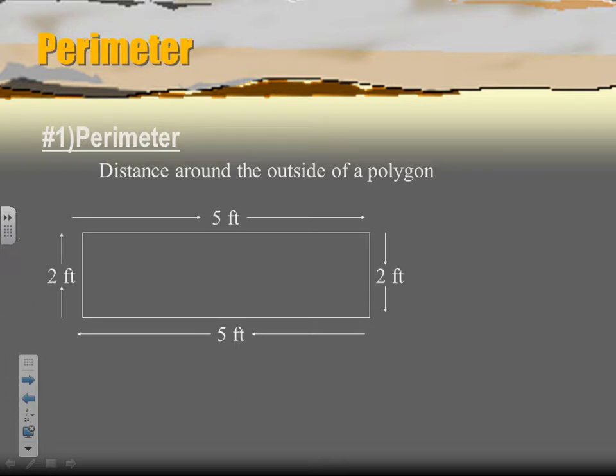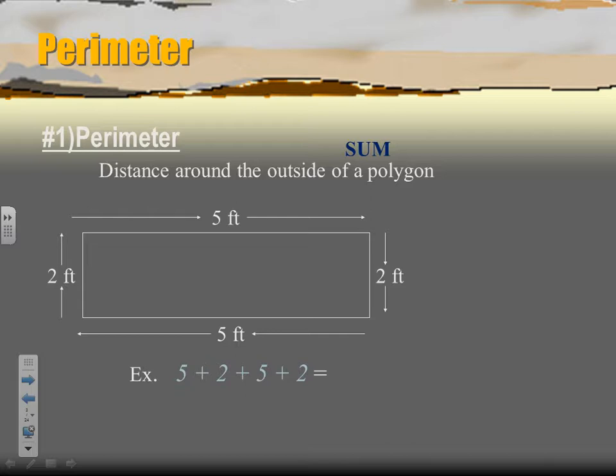Okay, so how are you going to calculate that? We're thinking mathematically now. So to calculate that, we are going to find the sum. Please write that down. Sum. What does the sum mean? Sum means to add. So we're going to add the 4 sides of this rectangle up.